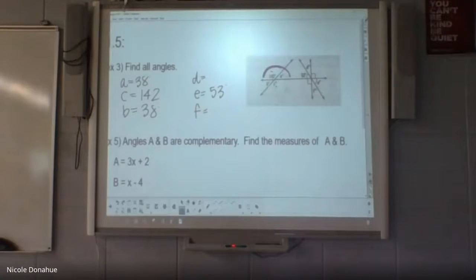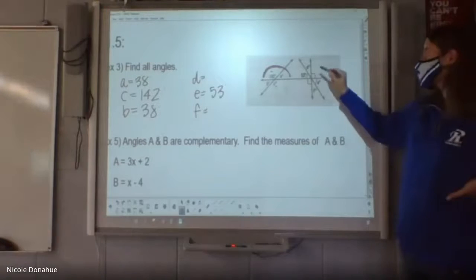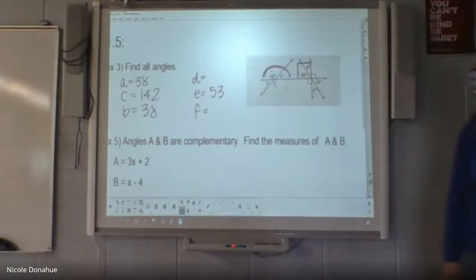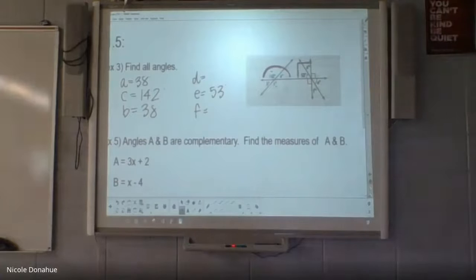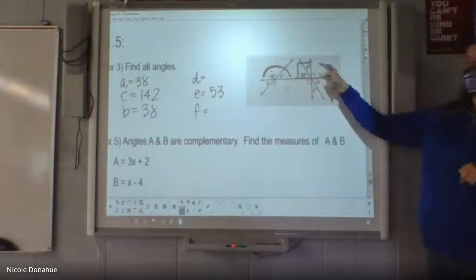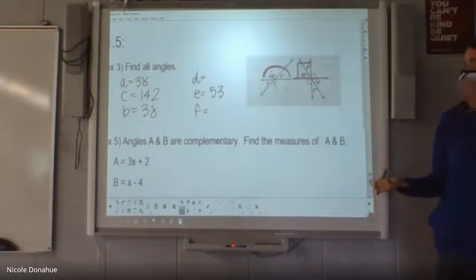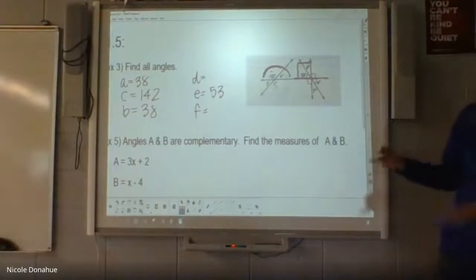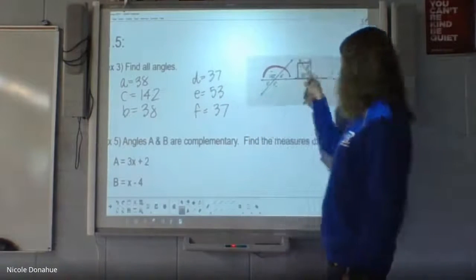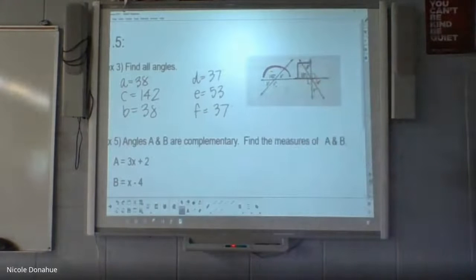Michael, what'd you get? 37. And how did you figure that out? I added 53, and then there was a right angle, which is 90, so I added those together and subtracted it from 180. Yeah, so what he's saying is he used this whole straight line. Otherwise, you can also know that those two together are also 90. So both of them get us to the point where we have 37 for each of these. Again, that happens because they're across from each other.